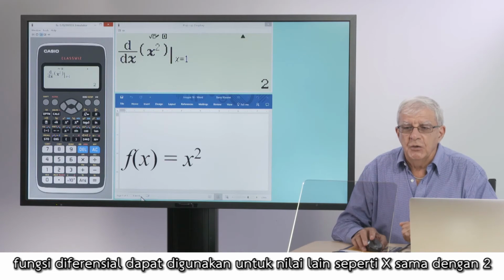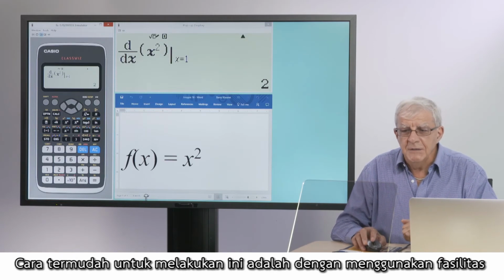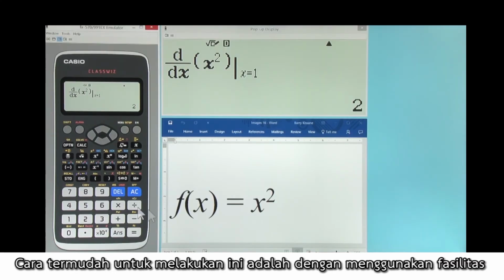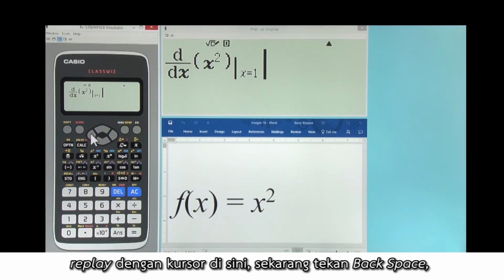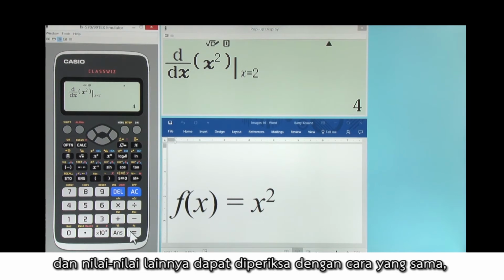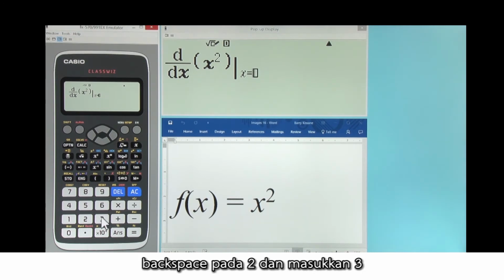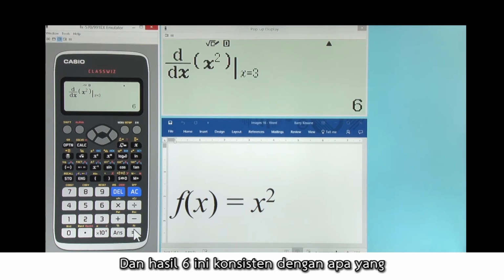And you can see the result in this case is 2. The derivative function can be used for other values, such as x equals 2. The easiest way to do this is to use the replay facility with the cursor here. I'll backspace, delete the 1, and make it 2. And other values can be checked in the same way. I'll do the same thing: use the replay key, backspace the 2, and get a 3. And this result of 6 is consistent with what we observed previously in the table.